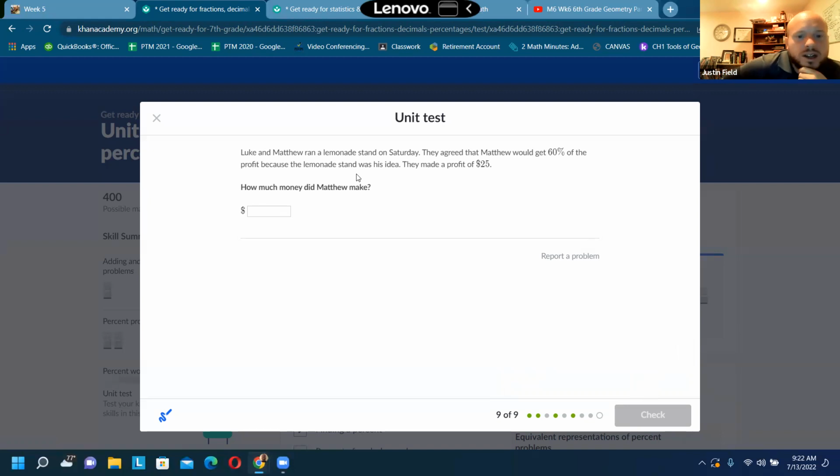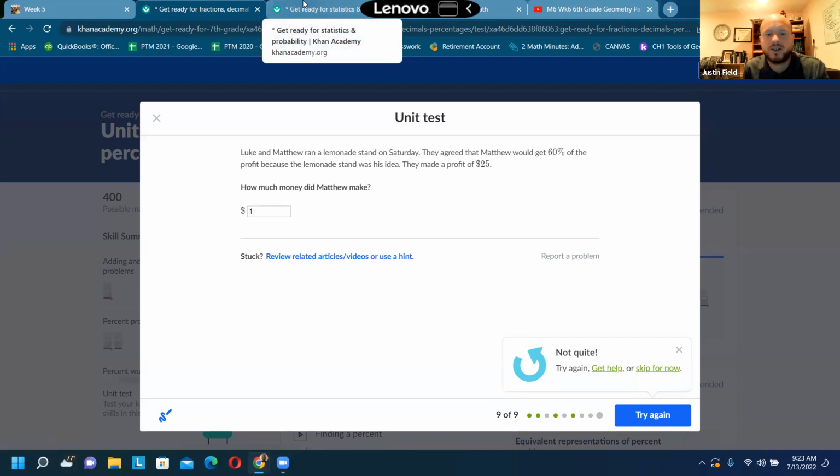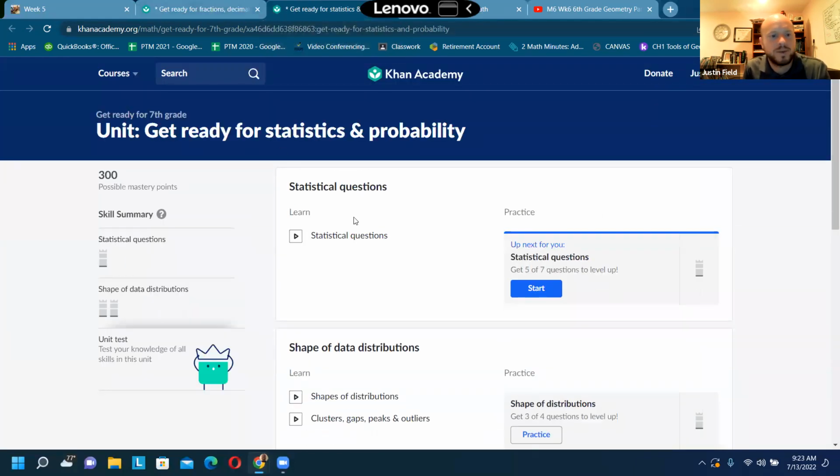Luke and Matthew ran a lemonade stand. They agreed that Matthew would get 60% of the profit because the lemonade stand was his idea. They made a profit. Okay, so try that: percent times whole equals part. See if you get it, and then you can post in the organizer if you're still confused about that one.